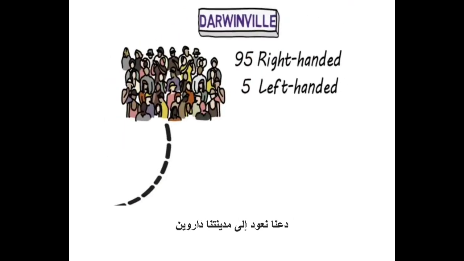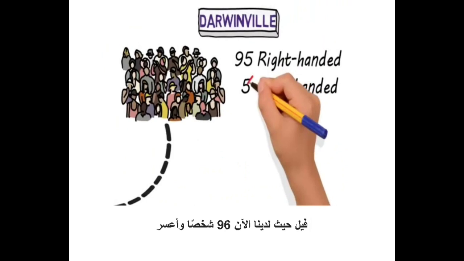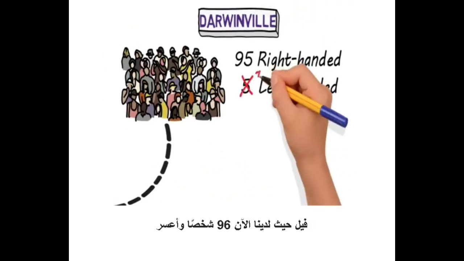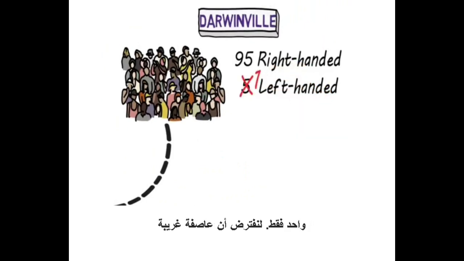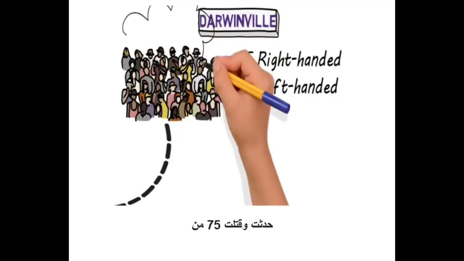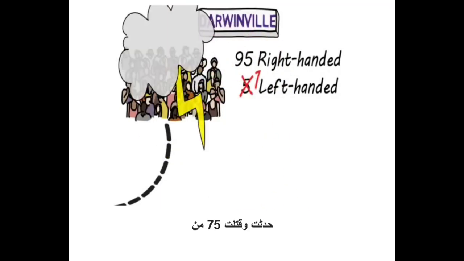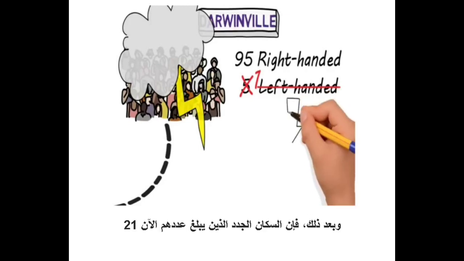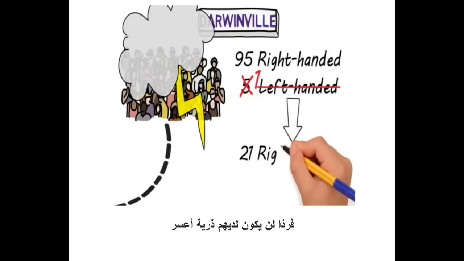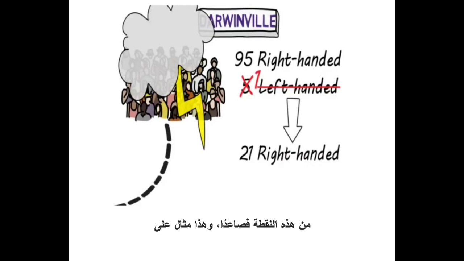Let's go back to our town of Darwinville, where we now have 96 people and only 1 lefty. Let's say a freak storm comes through and kills 75 of the residents of Darwinville, including our last left-handed person and all remaining recessive left-handed alleles. Then the new population, now 21 individuals, will have no left-handed posterity from this point on.